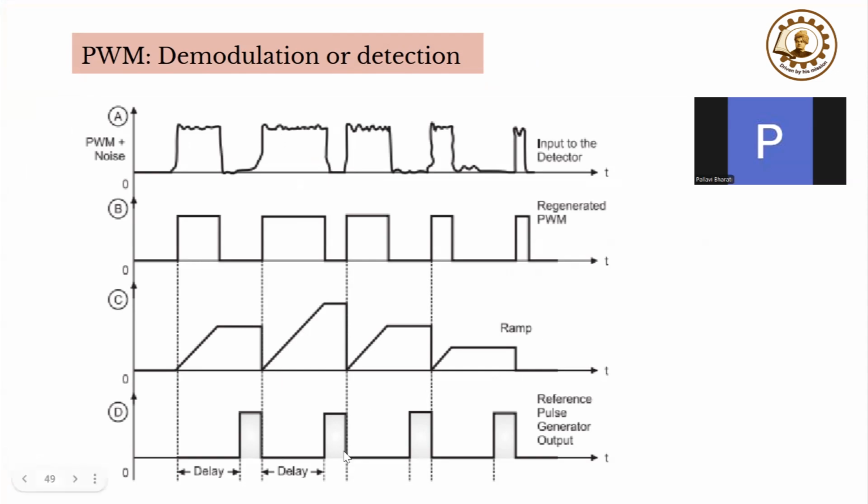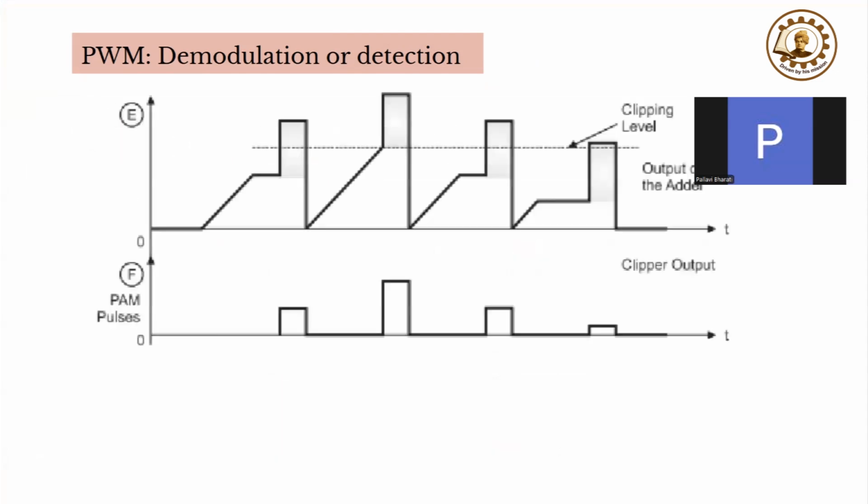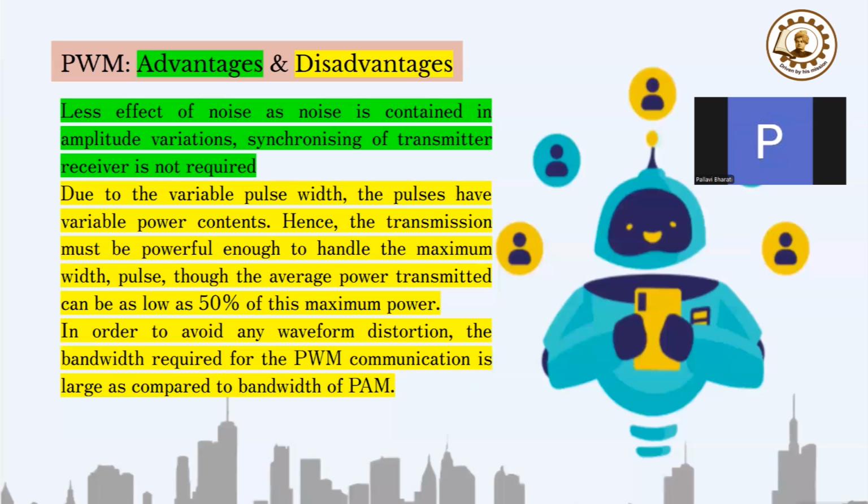This way, the ramp has been created, and this is a constant pulse generator, reference pulse generator, which will create pulses of fixed amplitude and fixed width. Finally, you are adding these two, and then you are clipping. Clipping will take the clipper level, that is decided by you, and then you can get the PAM pulses. From the PAM pulses, you can then demodulate and get the original message signal.